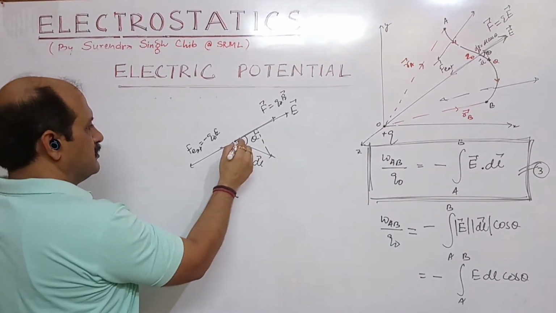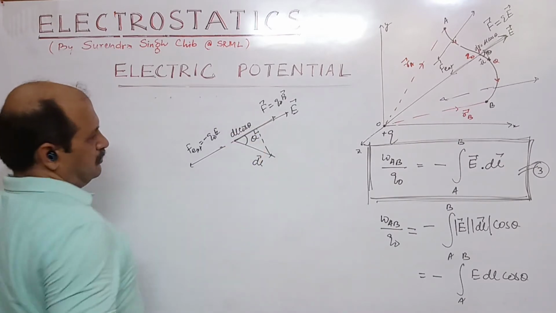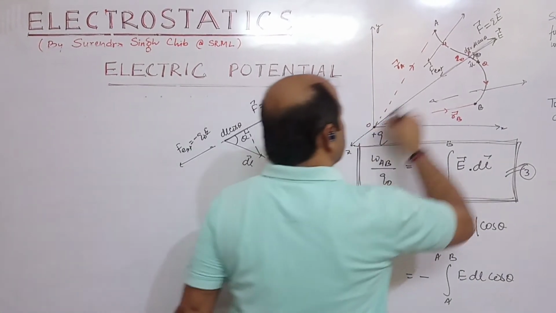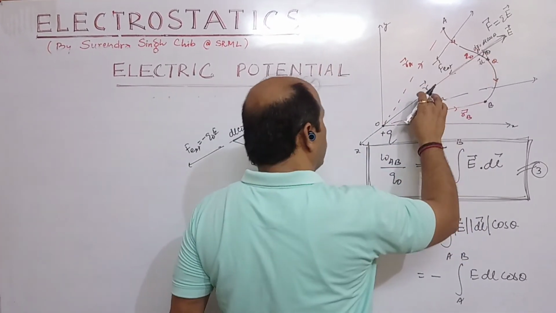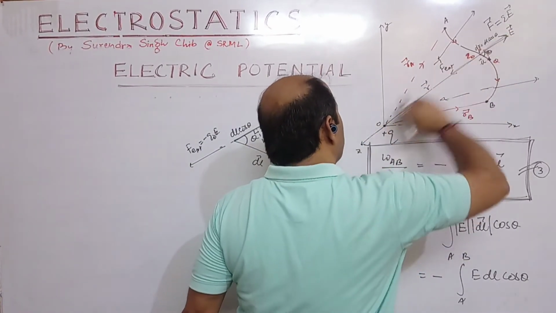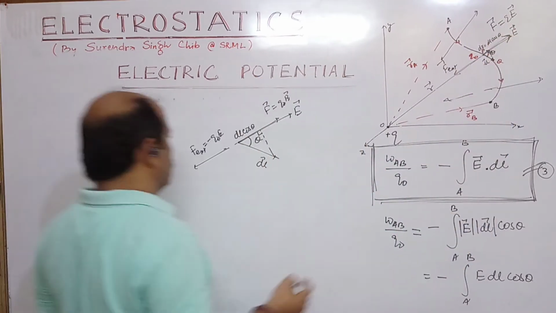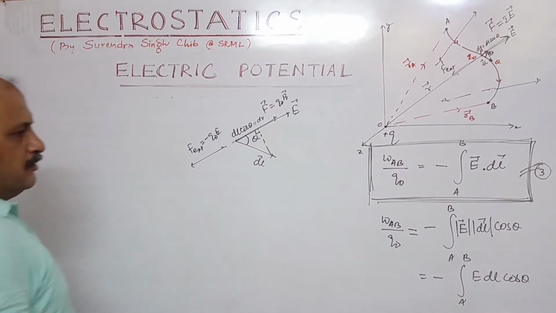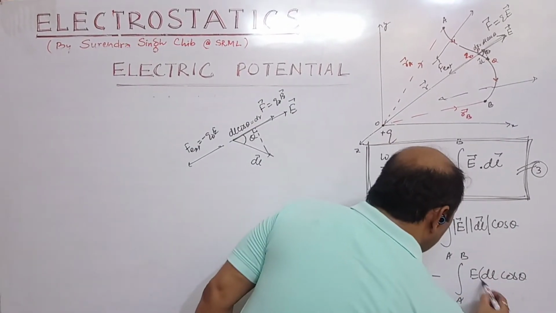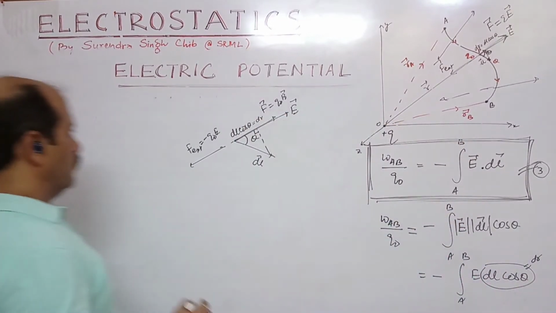If this is dl and this is theta, that side will be dl cos theta, and it is along the radius. This is the r vector. What is the position vector of point P? The r vector. So it is along the radius vector. This is to be called dr. So dl cos theta we are calling dr.